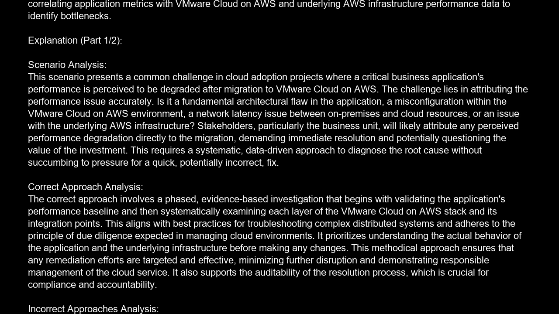Explanation. Scenario analysis. This scenario presents a common challenge in cloud adoption projects where a critical business application's performance is perceived to be degraded after migration to VMware Cloud on AWS. The challenge lies in attributing the performance issue accurately. Is it a fundamental architectural flaw in the application, a misconfiguration within the VMware Cloud on AWS environment, a network latency issue between on-premises and cloud resources, or an issue with the underlying AWS infrastructure?